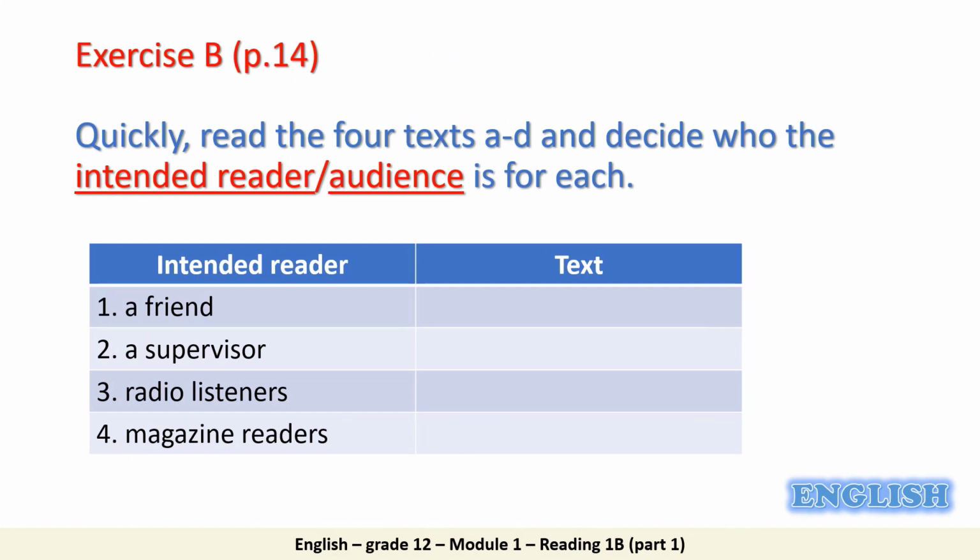Moving on to exercise B, page 14. I want you to go through the 4 texts really quickly and decide who the intended reader, who the audience is for each of the texts. And by intended reader we mean who will be receiving, who will be reading, who will be listening to each of these? Please pause the video now to answer.